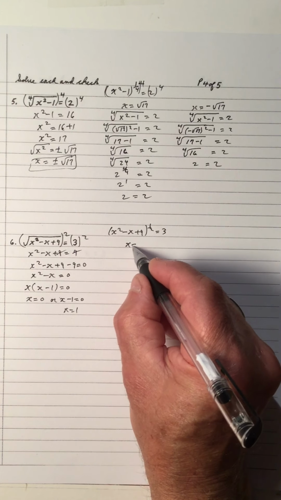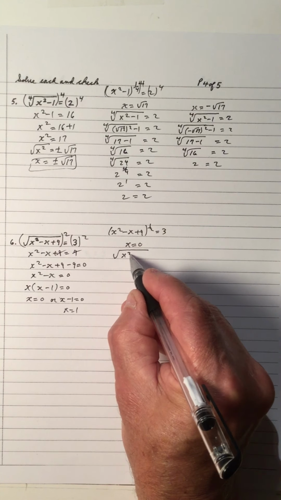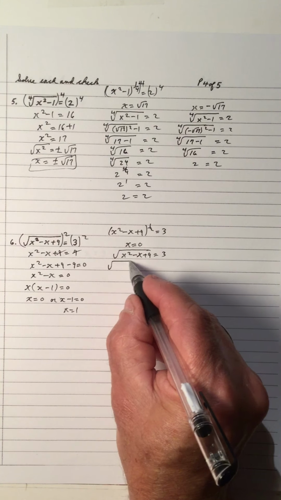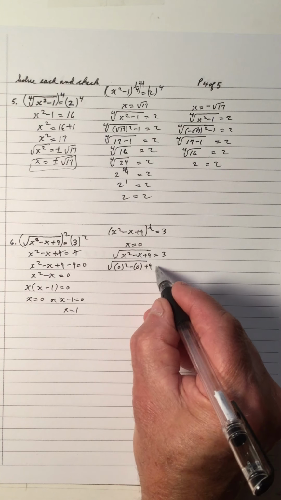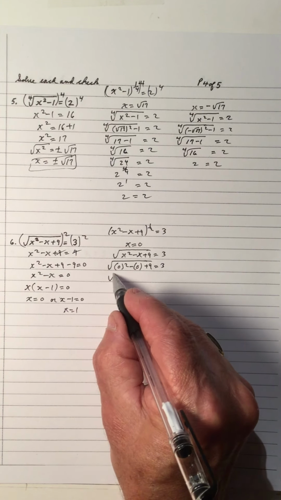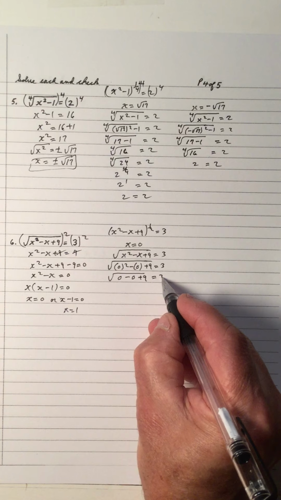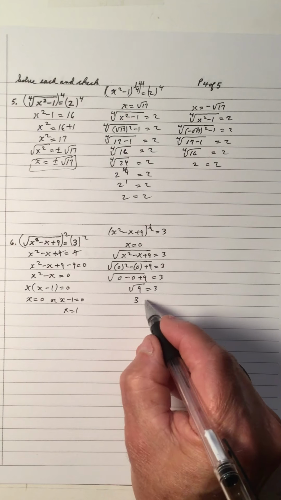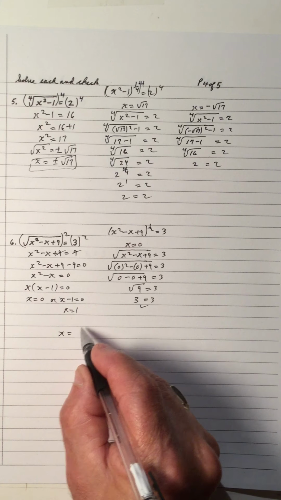So let's check when x is 0. And we write down the equation. And we're going to check when x is 0. So we're going to sub 0 in. So we sub 0 in for x. That's a 0. That's a 0. So that's 0 minus 0 plus 9 equals 3. Square root of 9 equals 3. Square root of 9 is 3. True.